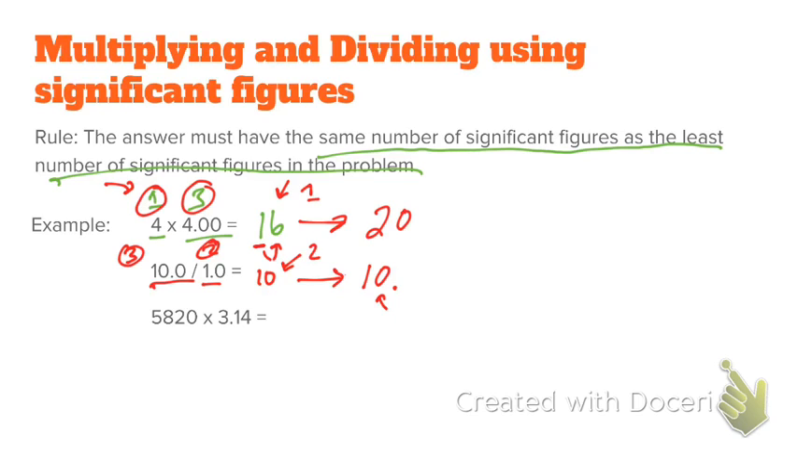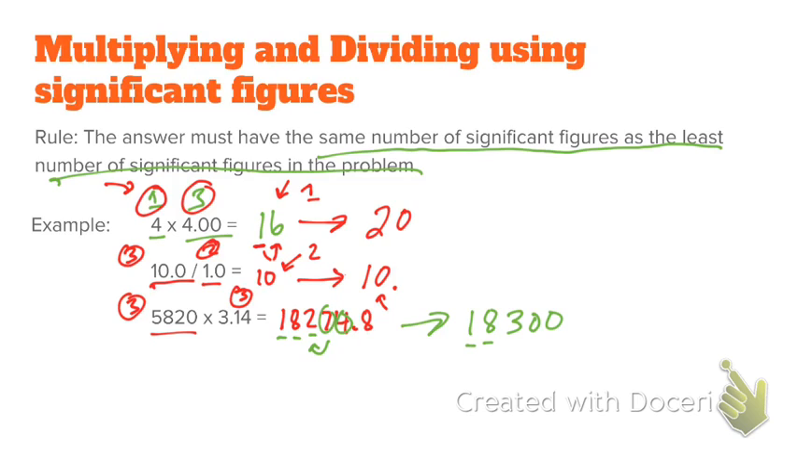So 50820 times 3.14 equals 159574.8. So that's the number I get mathematically. But now I have to count my sig figs. Here's 3 for this one. Here's 3 for this one. So this will have 3 sig figs. Obviously it has more, but I'm going to keep 1, 2, and 3. So this will give me 160000. I'm going to round this up, and then these become zeros. So now I have 3 sig figs, like I should. All right.